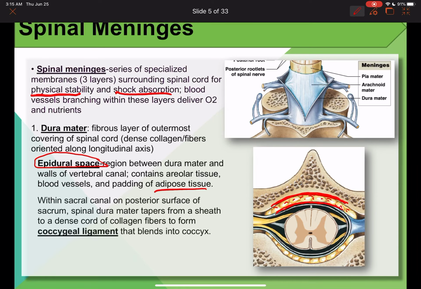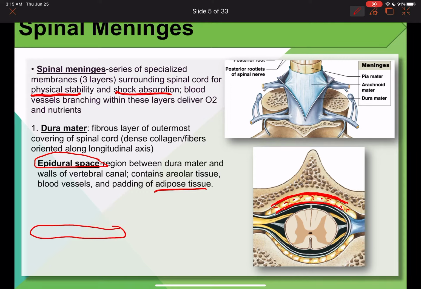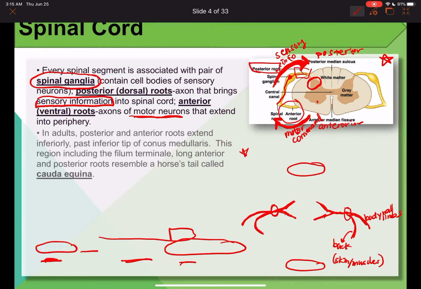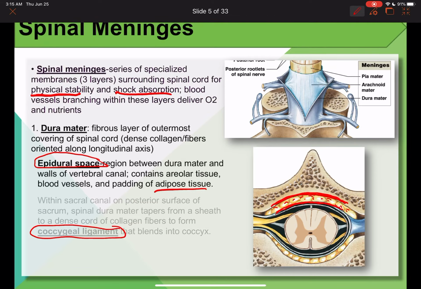Okay. Now, this dura mater layer of the spinal cord will taper over the posterior surface of the sacrum into a dense cord of collagen fibers called the coccygeal ligament. So if we go back to that slide, you see the coccygeal ligament. That's where the end, or filum terminale, is finishing up. And that coccygeal ligament will blend and attach to the coccyx. So the dura mater becomes that coccygeal ligament and attaches to the coccyx.